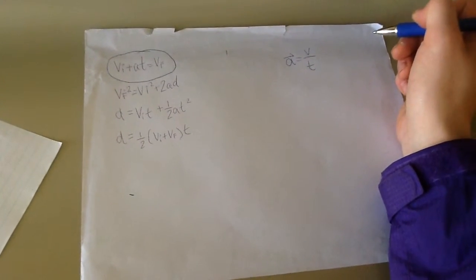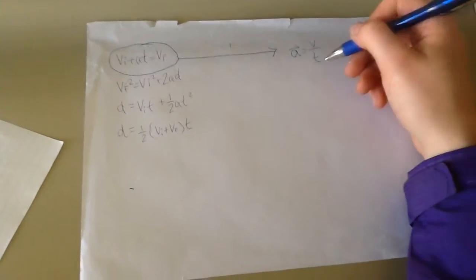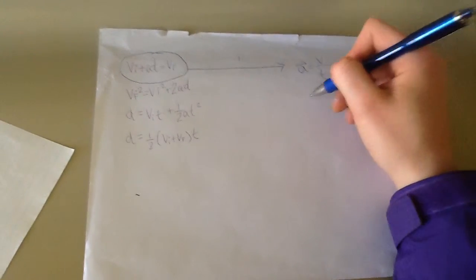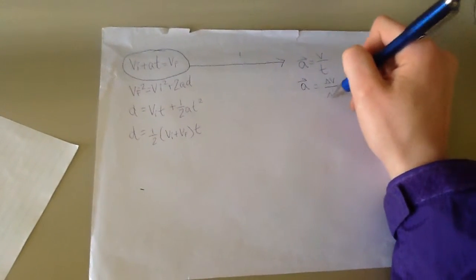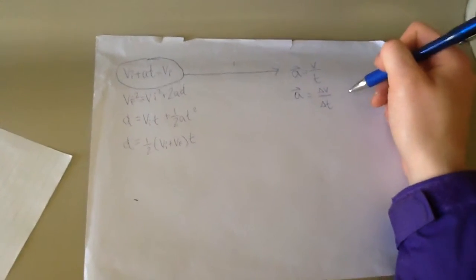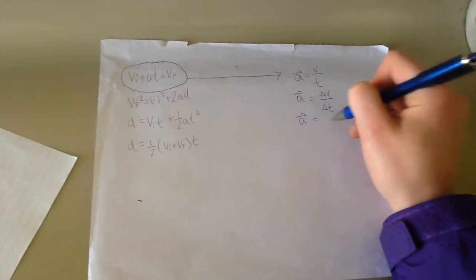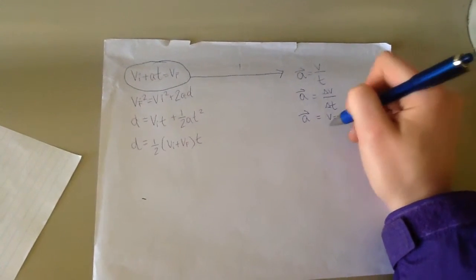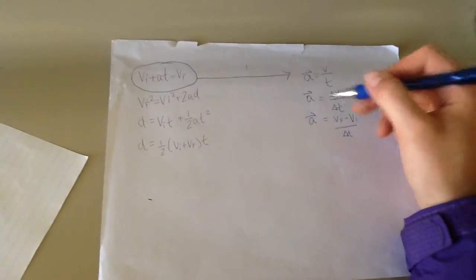Pretty simple? Okay, acceleration is equal to velocity over time. Another way to write that is acceleration is equal to the change in velocity over the change in time. Now, we can write change by doing the final minus the initial. So let's do that. Acceleration equals velocity final minus velocity initial over change in time. So it's starting to look a little bit more like that, right?